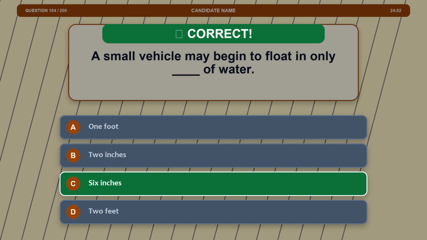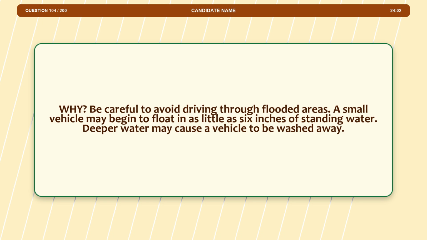The correct answer is option C, 6 inches. Explanation: be careful to avoid driving through flooded areas. A small vehicle may begin to float in as little as 6 inches of standing water. Deeper water may cause a vehicle to be washed away.